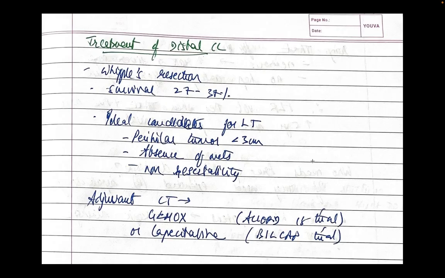Ideal candidates for liver transplant are perihilar tumor, less than 3 centimeters, absence of metastasis, non-resectability. Adjuvant chemotherapy we give is GEMOX, that's the ACCORD 18 trial, and capecitabine in the BILCAP trial.